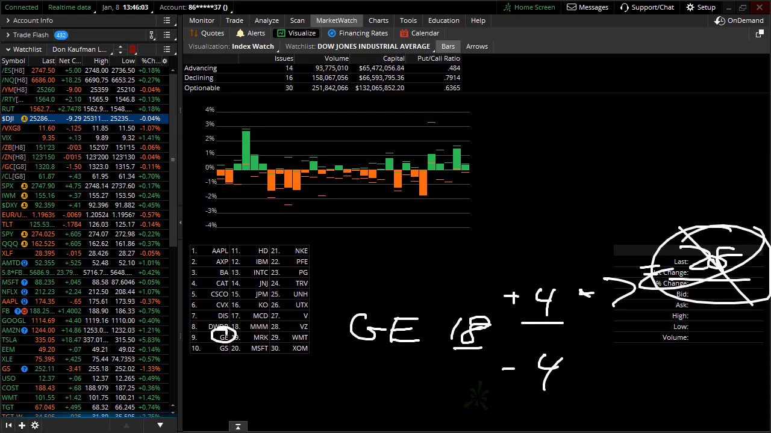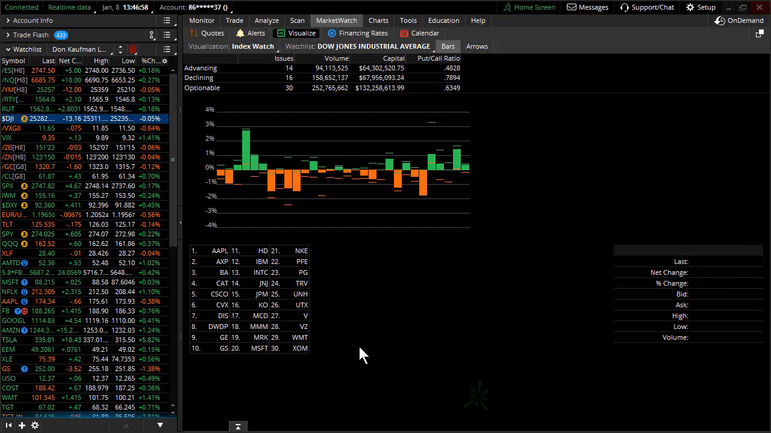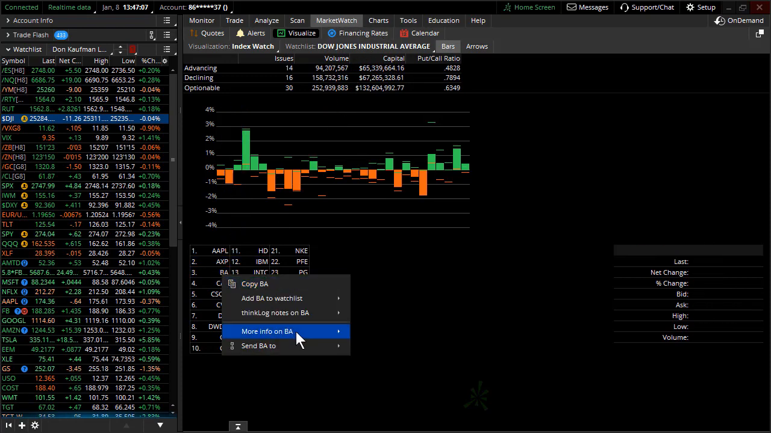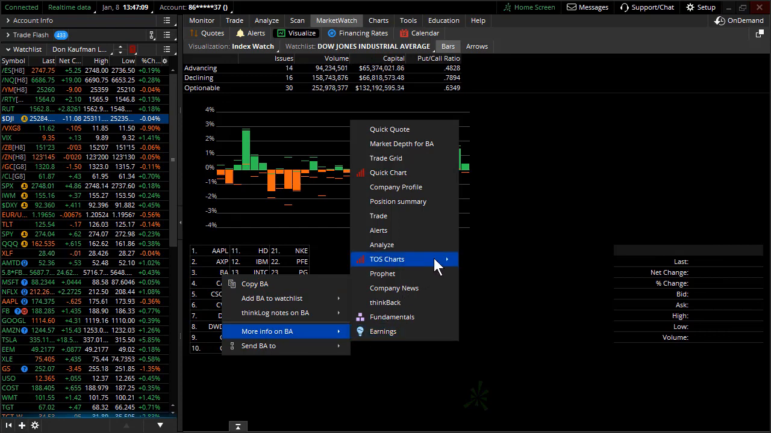A 28-point move in the Dow. But then you start to compare that to underlyings that are kind of the wild childs of the market right now, one of them being Boeing. Now let's cruise over real briefly to a chart specifically on Boeing, because most people are not necessarily familiar.